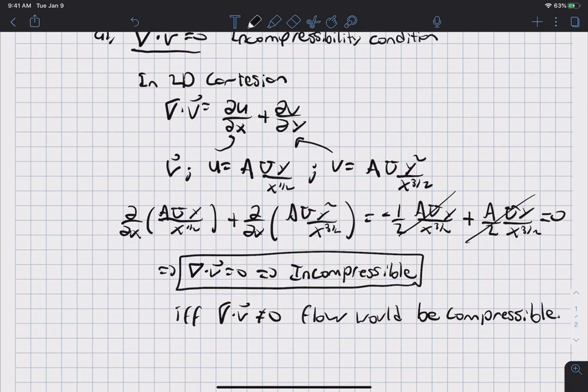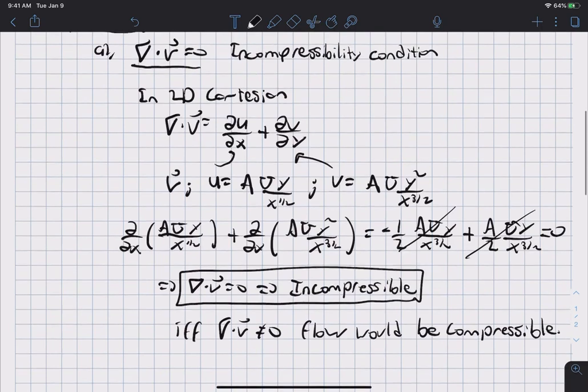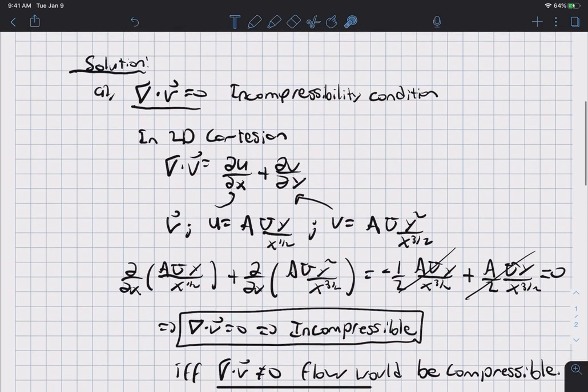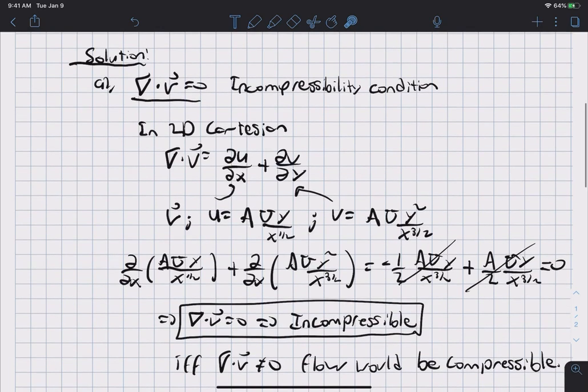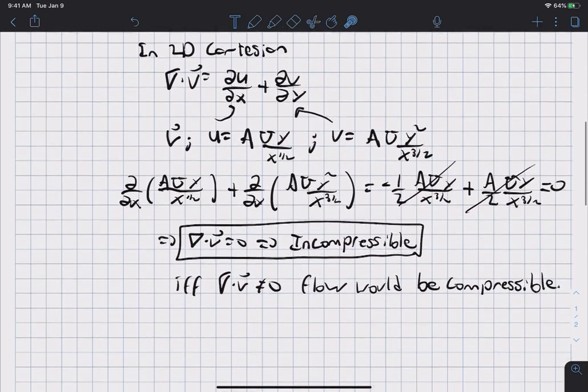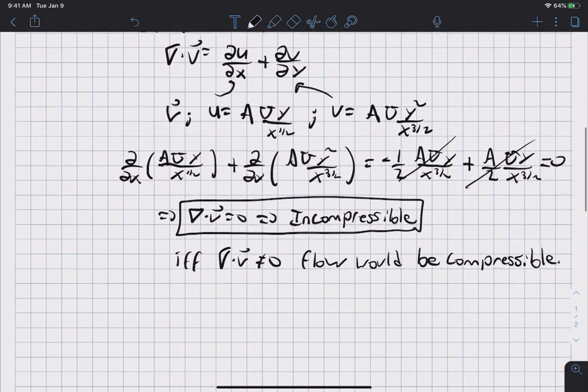And so if you're given a problem and you are asked to check if a velocity field is incompressible, all you need to do is just stick it into the incompressibility condition here, substitute in the velocity components, and just check and make sure that it is equal to 0. If it's not equal to 0, then it is not an incompressible flow. Okay, so now moving on to part B.